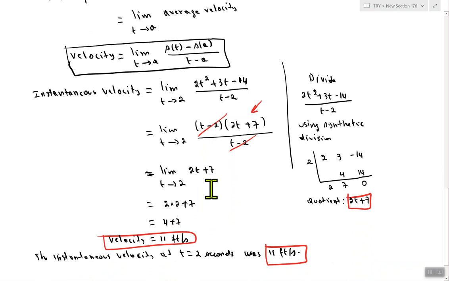To simplify this, take the average velocity, factor it, and then simplify. When you get this term, just plug in t equals 2, because they ask you to find the instantaneous velocity at time t equals 2. Plug in 2 for t and it gives you the instantaneous velocity at t equals 2 seconds, which in this case is 11 feet per second.